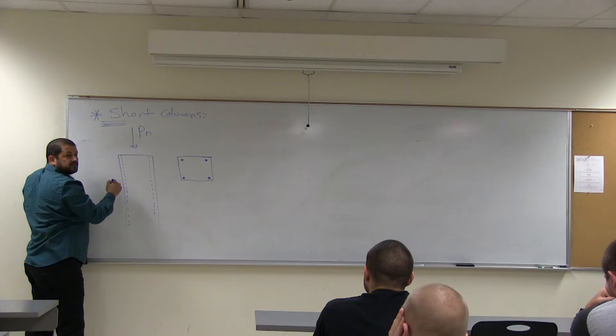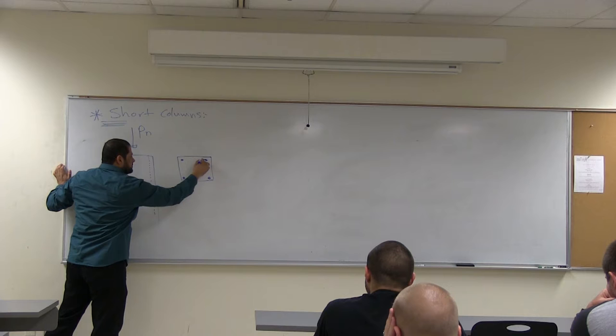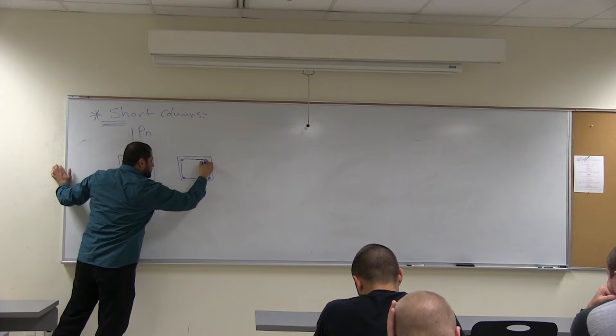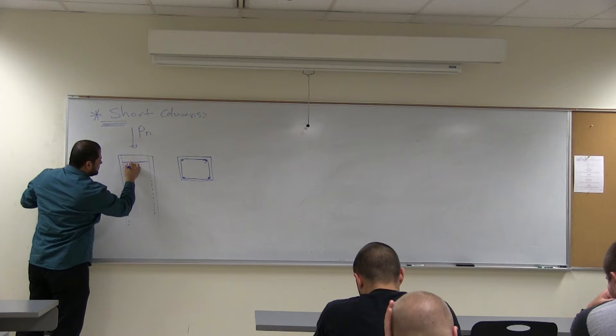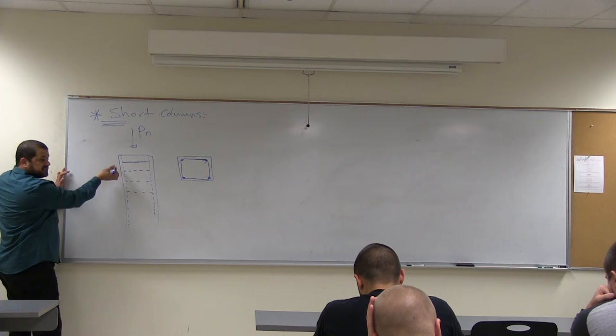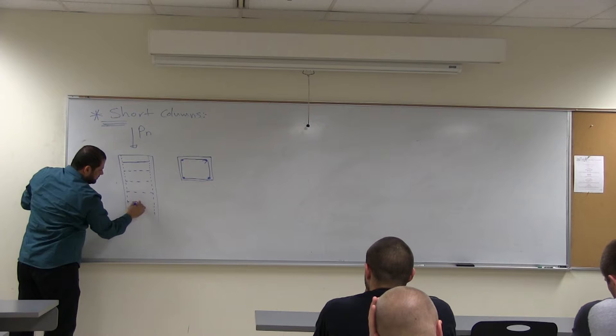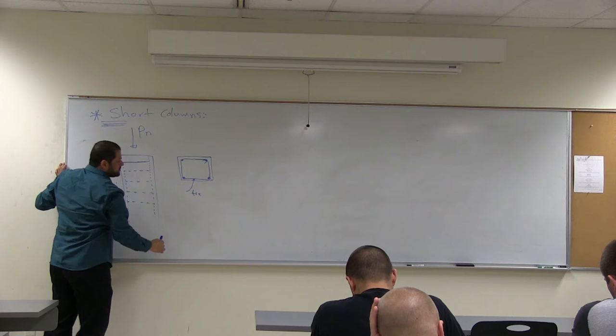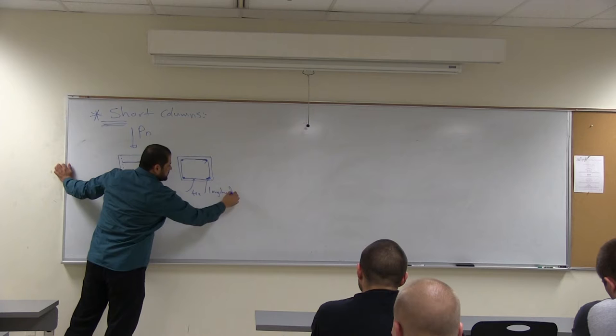So you will see a tie. It is not for shear. I'll tell you why we have this thing. So you will see ties at a given spacing, which we will design, or we will learn today. So this is the tie. These are the longitudinal steel. And this is the cross section.